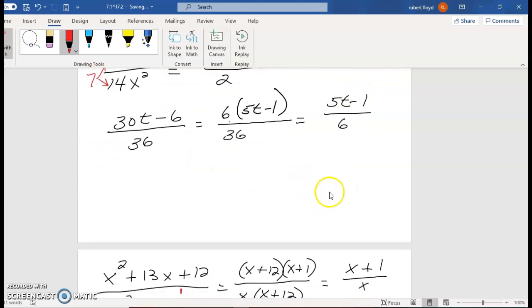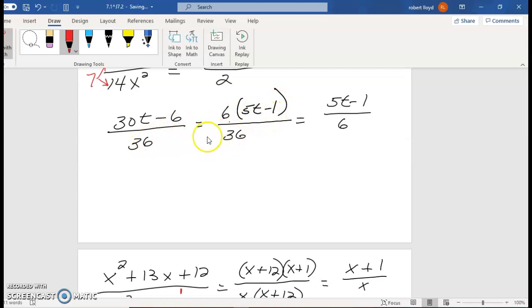The next part, again, you look to see if you can factor the numerator and or the denominator. We have 30 and 6 means both of those are divisible by 6. So we take the 6 out, and we divide 30t by 6. We're going to get 5t left over, and we divide negative 6 by 6, and we get negative 1.